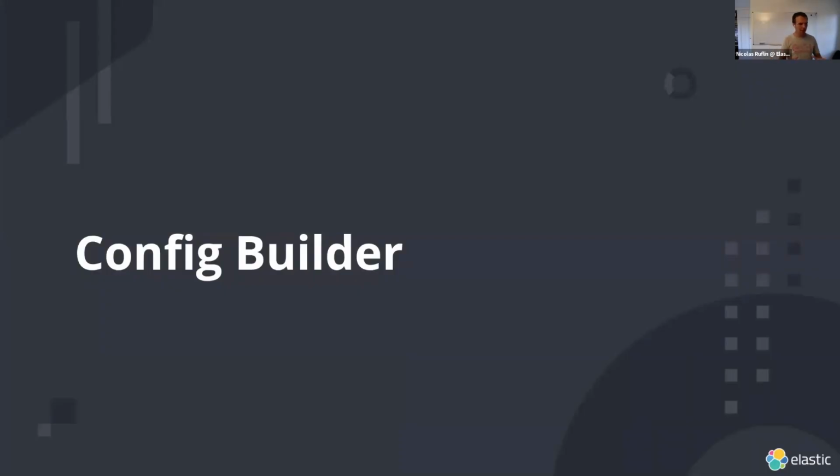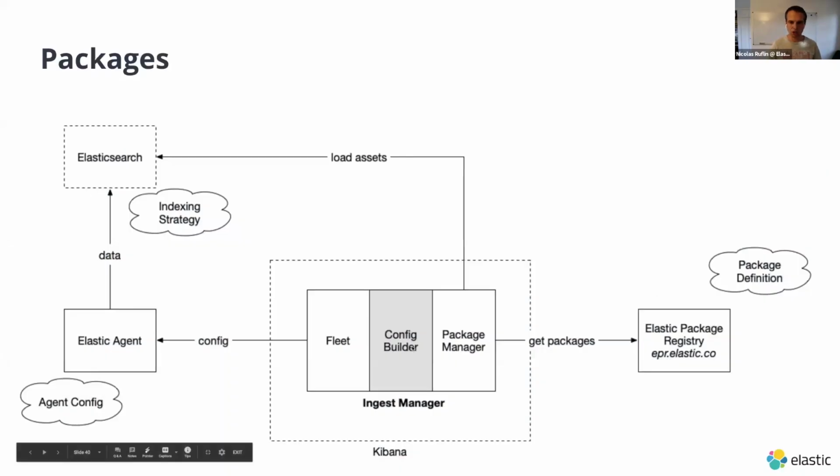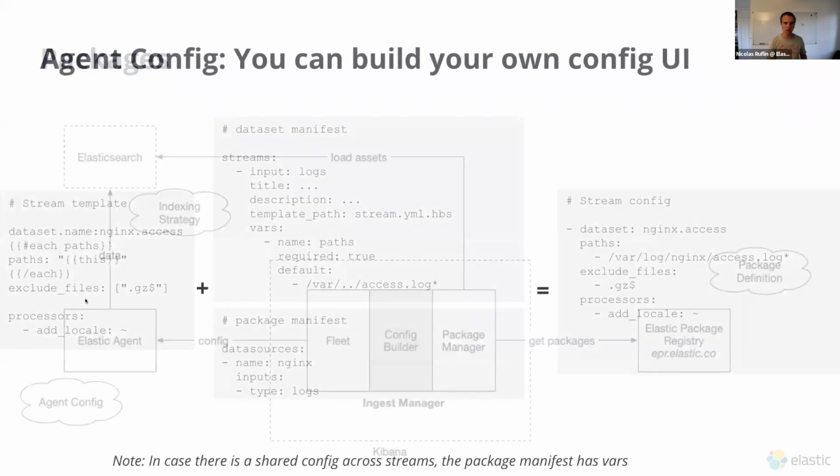And now the last bit I want to talk about is the configuration builder. That's what I showed you when I built the Nginx config. It's basically the glue that connects the packages and makes an Elastic Agent config out of it. Let's see how that works.